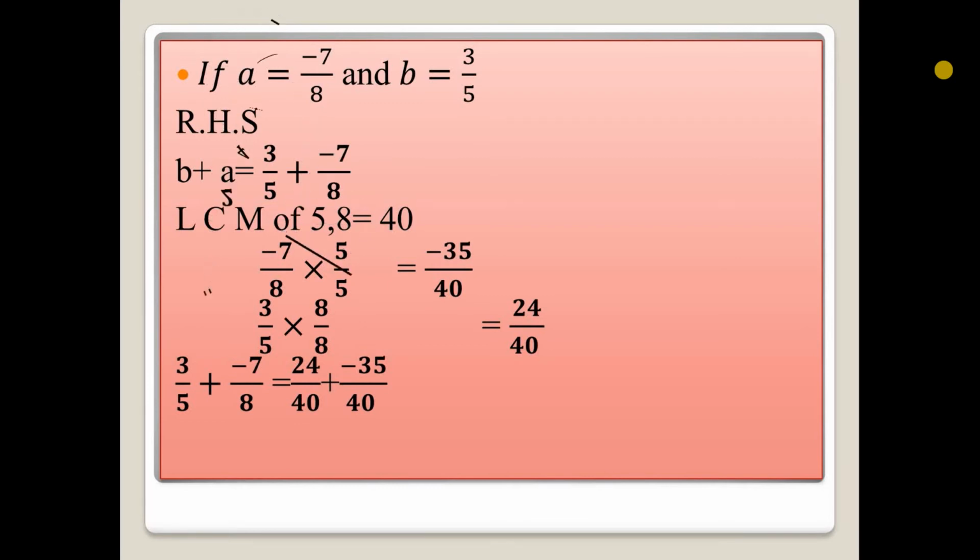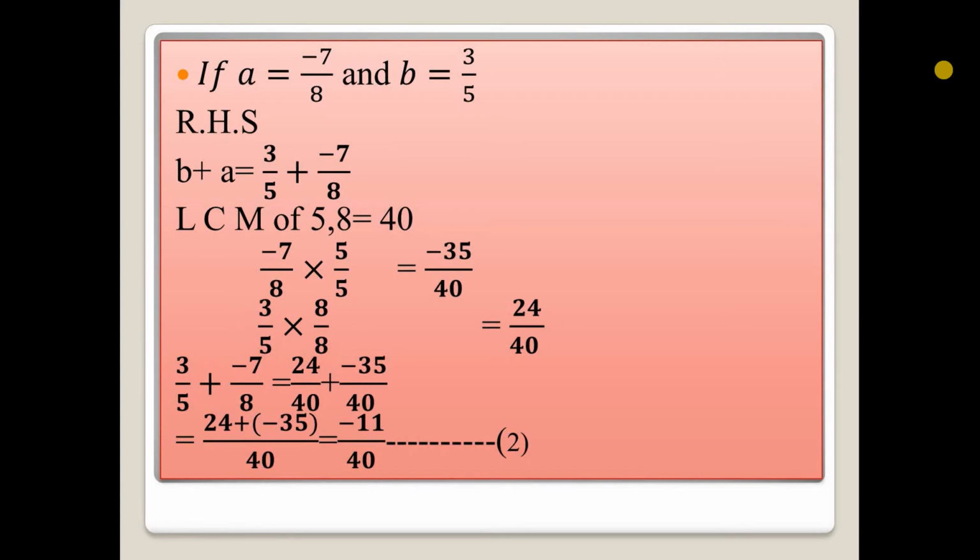So here also the different sign but the same denominator. So we can write it 40. 24 plus minus 35 by 40. So இப்போ நம்ம என்ன செய்வோம்? So bigger number இருந்து smaller number minus பண்ணி bigger number க்கு sign. So 35 minus 24, 11, bigger number க்கு sign minus. So minus 11 by 40. This is the second equation.